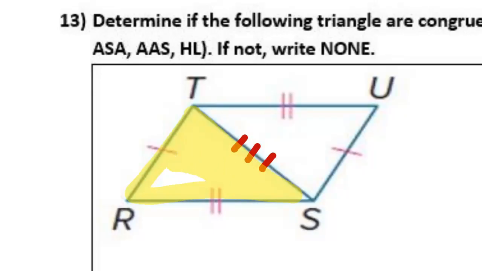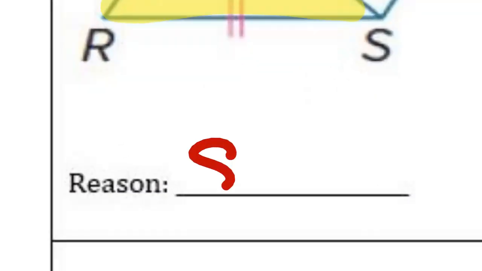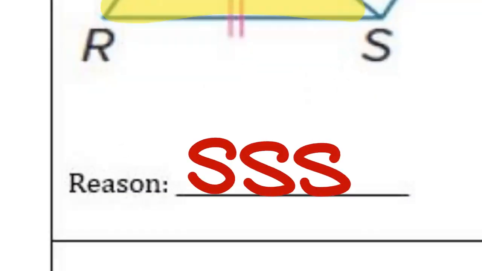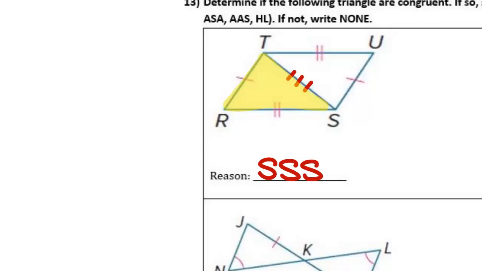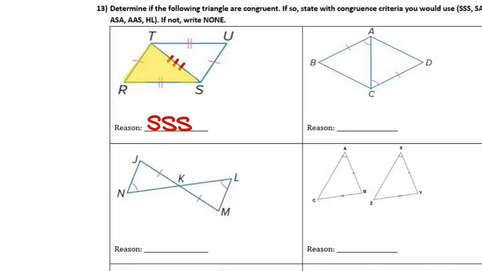What do we have marked up on the triangles? Side, side, side. All three sides of one triangle are marked as congruent to all three sides of the other triangle.